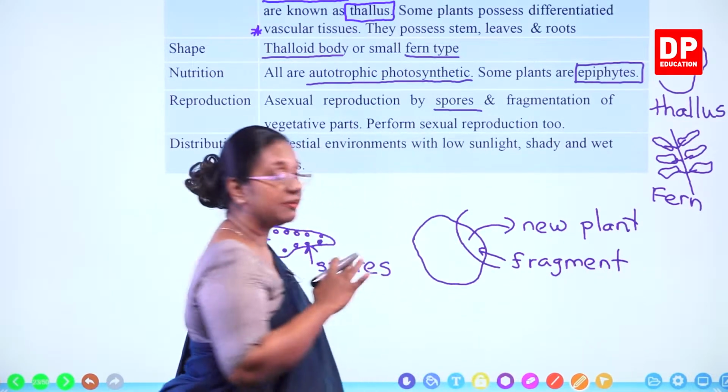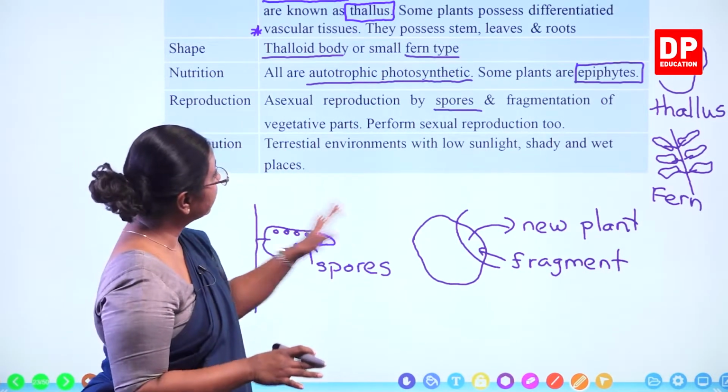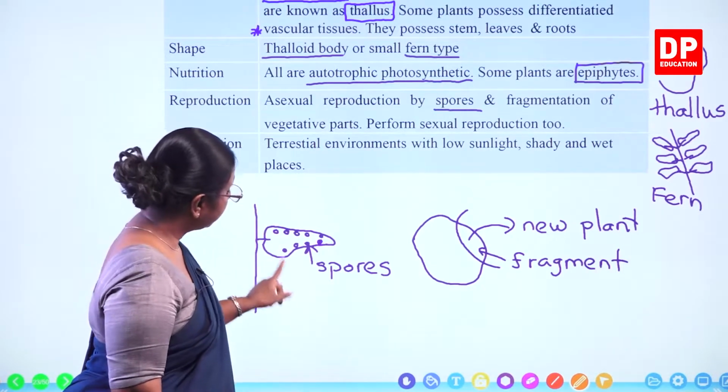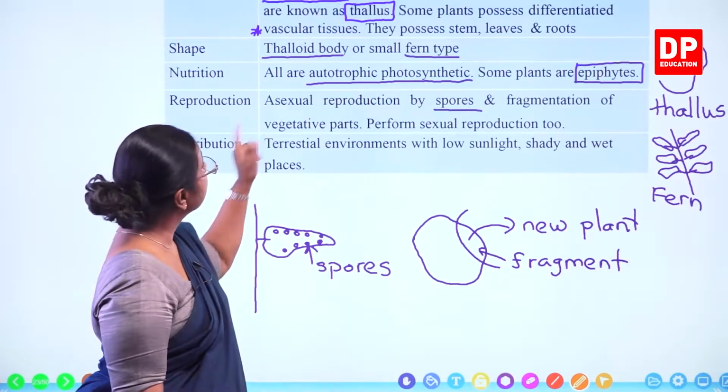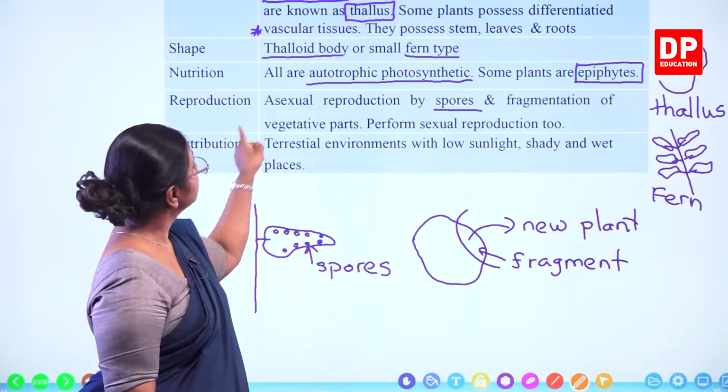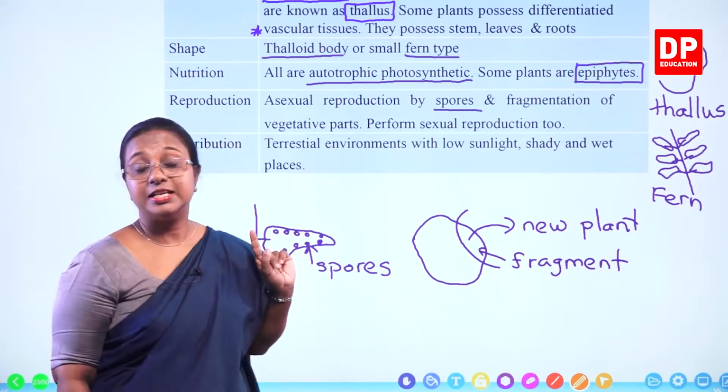And the fragment develops into a new plant. So that is by fragmentation. Reproduction by spores, reproduction by fragmentation, both are asexual reproduction. So this is done by vegetative parts.